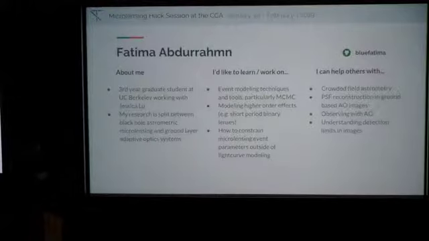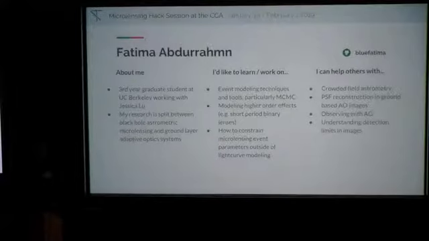Hi everyone, I'm Fatma Abdurrahman. I'm a PhD student at Berkeley. The two very different things I want to work on are how to constrain microlensing events outside of the light curve modeling, so the kinds of things I was talking about yesterday and beyond, and also, opposing that, modeling higher order effects, particularly non-static binaries, something I've been trying to work on unsuccessfully.